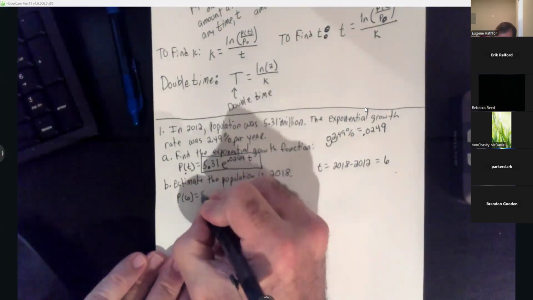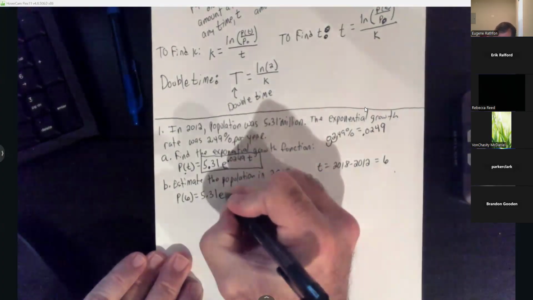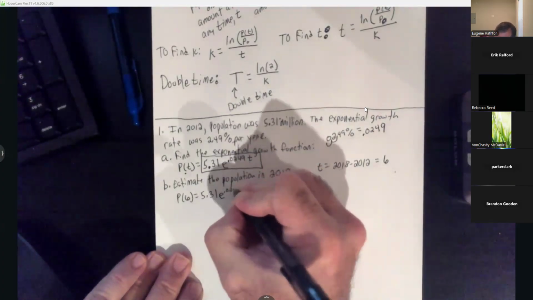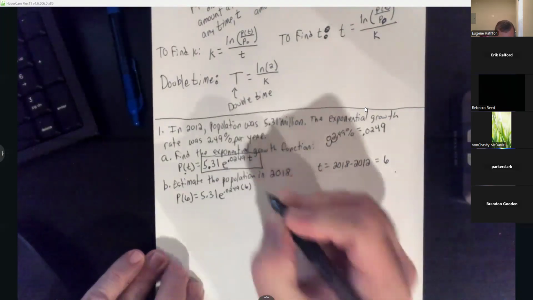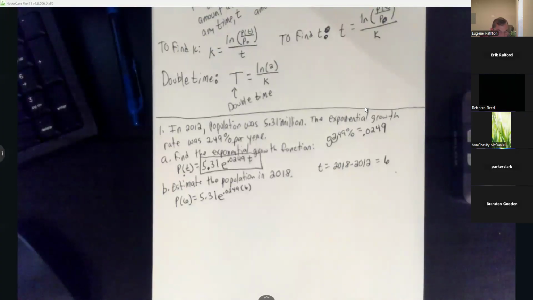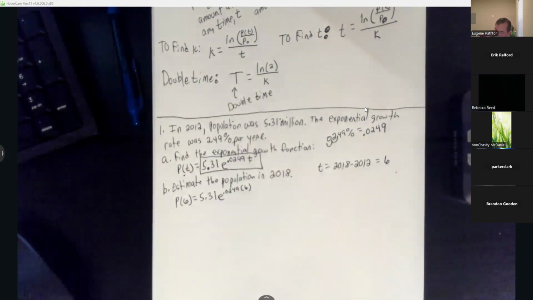So that's going to equal 5.31 times E to the 0.0249 times 6. Now, y'all, on this one, it looks like they want me to round this to 1 decimal place.